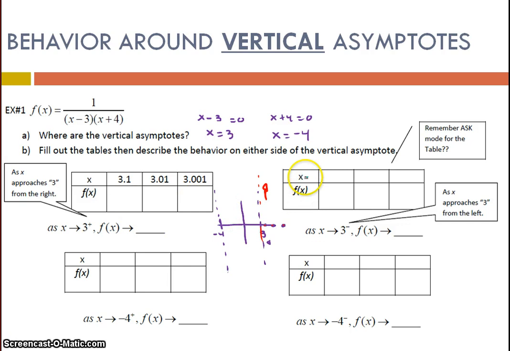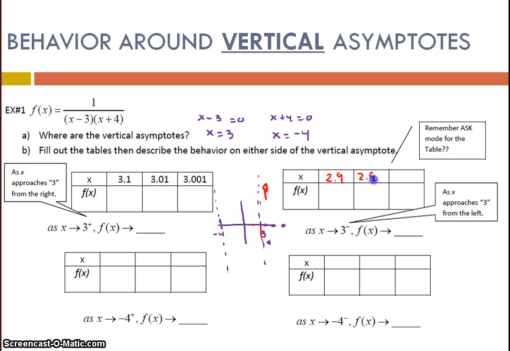So what we can do is we can approach 3 from the left. So we're going to need values smaller than 3, right? These numbers are smaller than 3. And I want to know, is it also going up or is it approaching negative infinity? So we're going to need to pick some values for x that are smaller than 3, like 2.9. Okay, so here's 2.9, not to scale. We need to get even closer to 3.